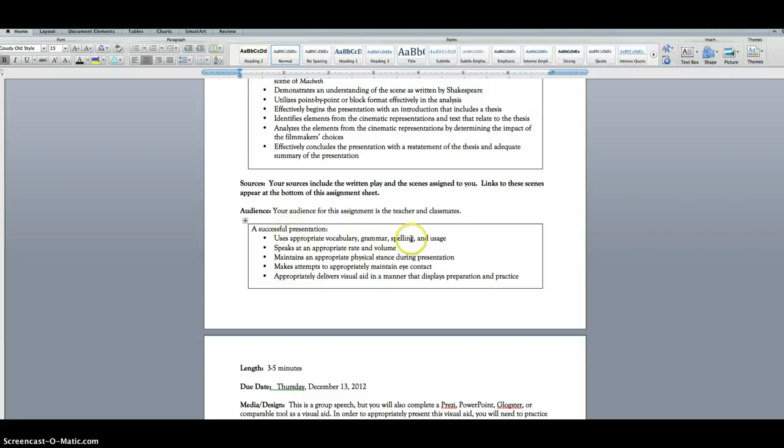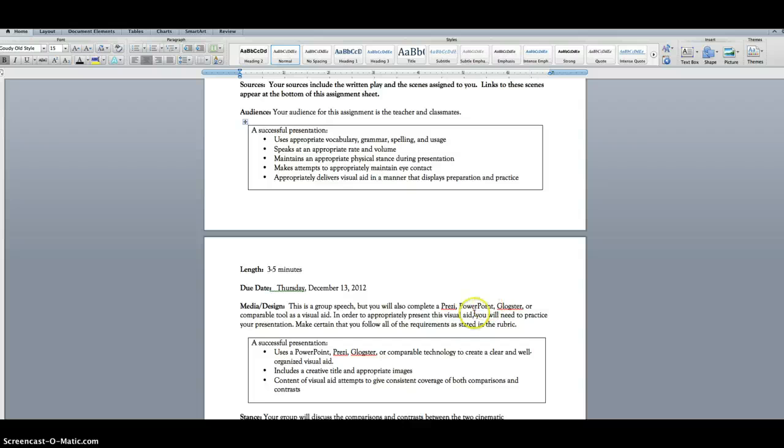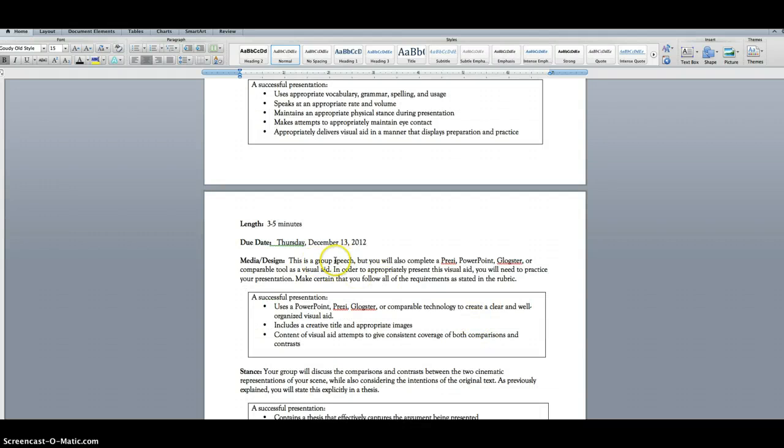The audience, of course, is the teacher and the classmates, since it is an in-class presentation. Length is 3 to 5 minutes still. And then for media design, it does include the group speech, but groups can also use Prezi, or should also use Prezi, PowerPoint, Glogster, or some comparable tool as a visual aid. This is the first time that students will be assessed summatively on a multimedia presentation, though they will have had opportunities to practice their public speaking using multimedia formatively in previous units.